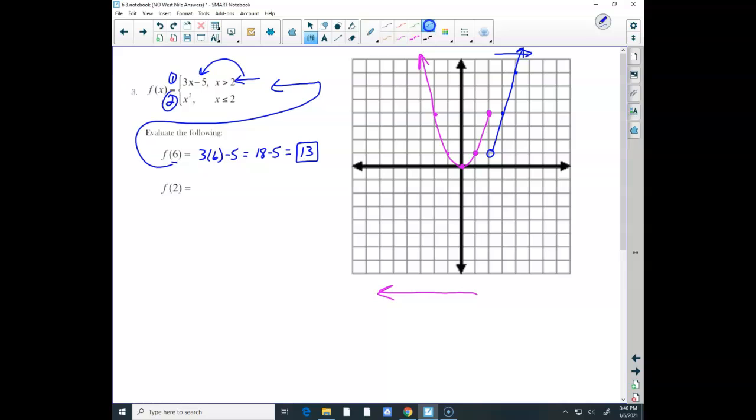And then the last one, I've got to say 2. Well, which one does 2 fit into? Well, this is greater than 2. This is less than or equal to 2. So the 2 has to come into here. So I'm looking at 2 squared, or 4, would evaluate that one, okay? And that's graphing piecewise functions.